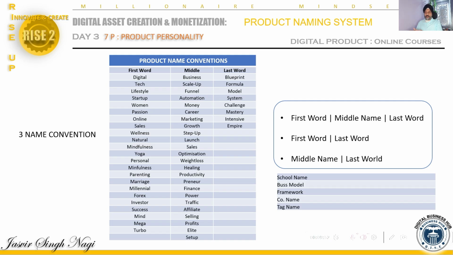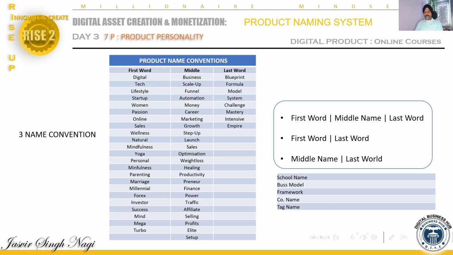So you use the first word as a category, use the middle word for what you want to lay emphasis on, and the third is the outcome, or rather the basic understanding of what you want to do with your course. Right? So take these as the three-part naming convention.